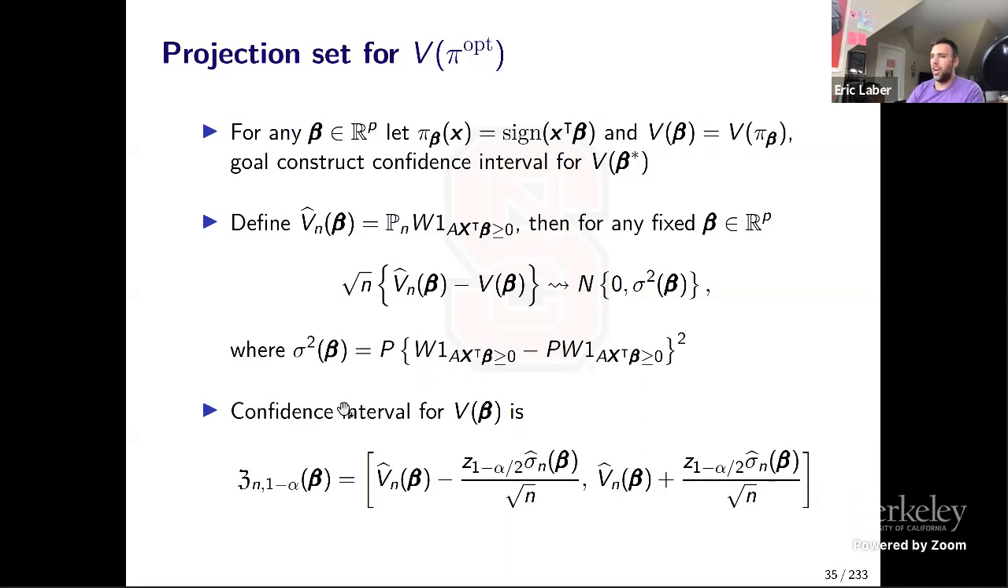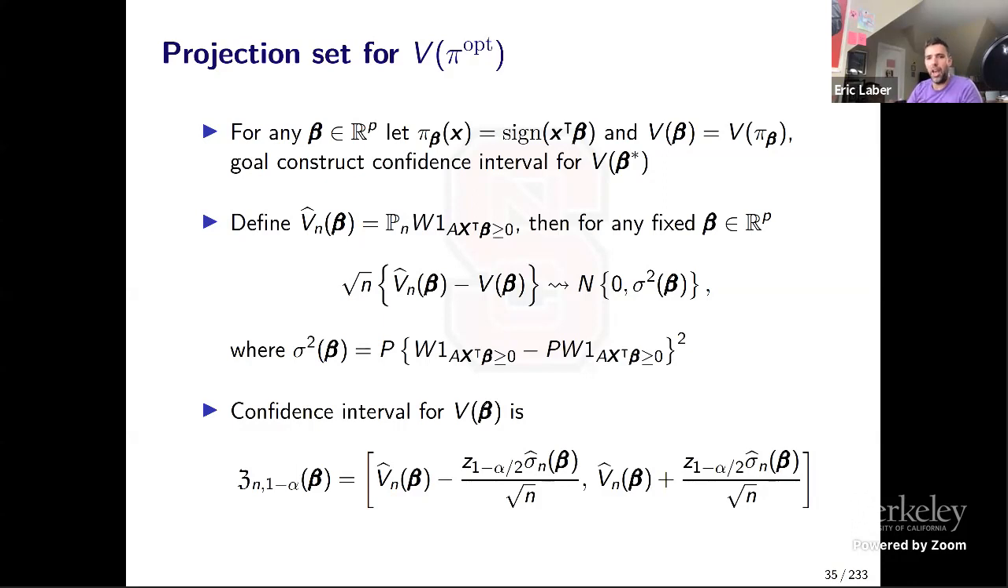So we could then construct a confidence interval for a fixed value of beta as follows. This is z_{1-alpha} of beta: V hat of beta minus a normal quantile times the estimated standard deviation divided by root n. Same thing, only plus that quantile scaled by the standard deviation over root n. So this is a standard confidence interval. We're using the asymptotic normality here. So if we had a fixed beta, if we had a fixed policy we wanted to evaluate, there would be no problem. Of course, the issue is we don't know beta star.